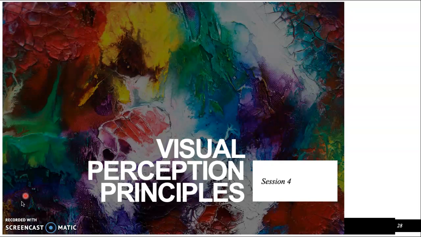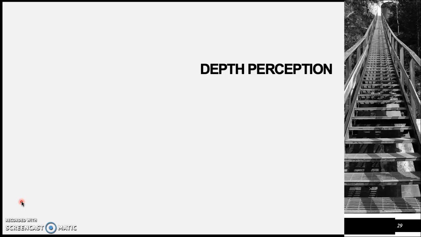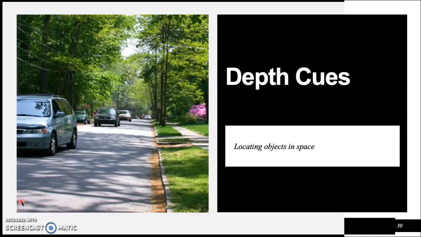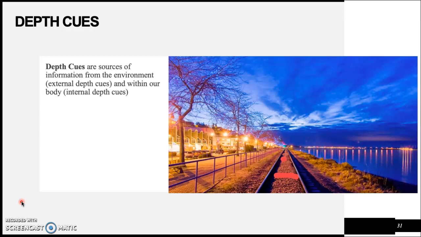Alright guys, today we're continuing on with visual perception principles. And today we're looking at depth perception. So depth perception is our ability to accurately estimate the distance of objects around you and perceive the world in 3D. So seeing that things go off into a distance as opposed to get smaller. This will make more sense when we go through these depth cues, which is our ability to locate objects in space. What's a depth cue?